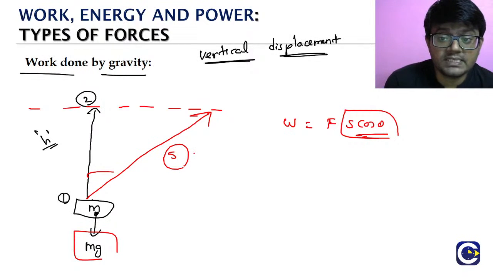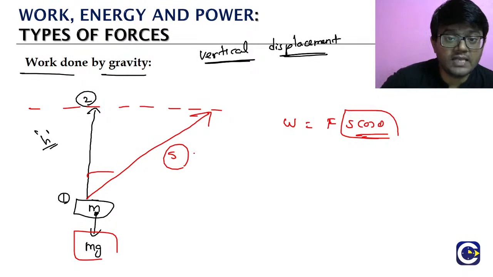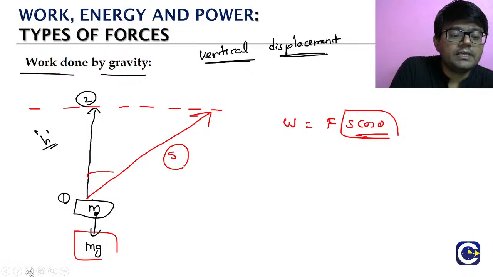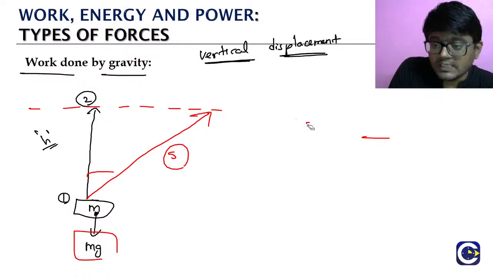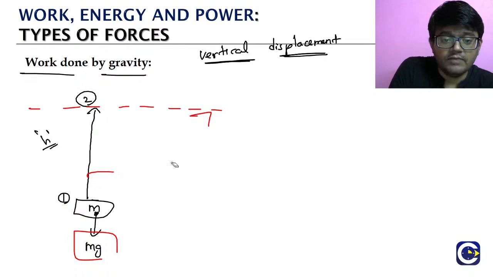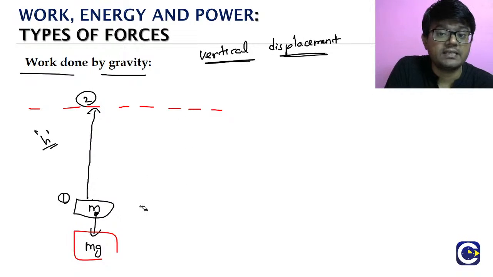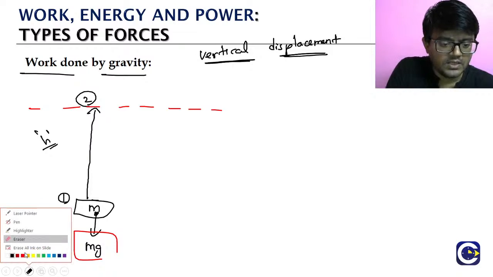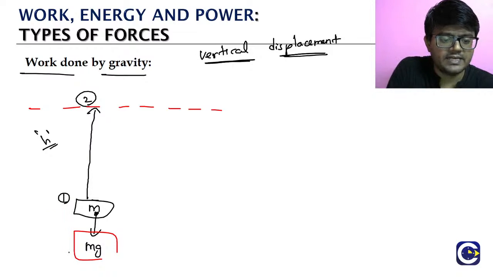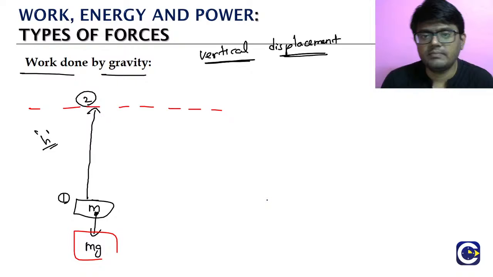S cos theta, so now what is it? It is the component of the displacement along the vertical line. Okay? So we will not be considering the general displacement when you are trying to calculate the work done by the gravity, right? We should always take the vertical displacement. Okay, so vertical displacement, other than the straight, we will get the work by the gravitational force.